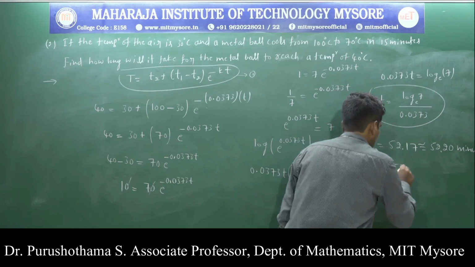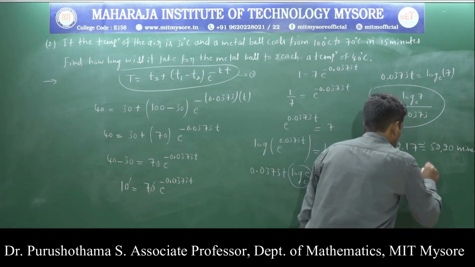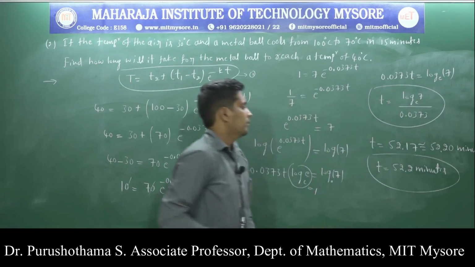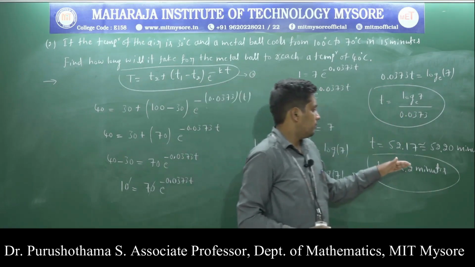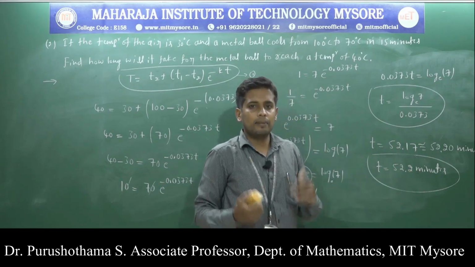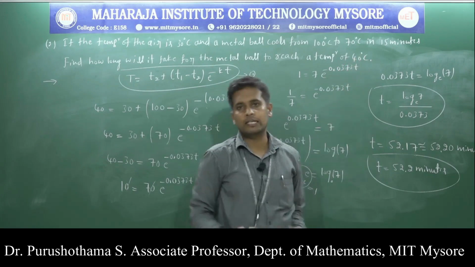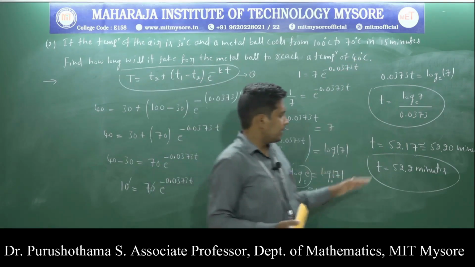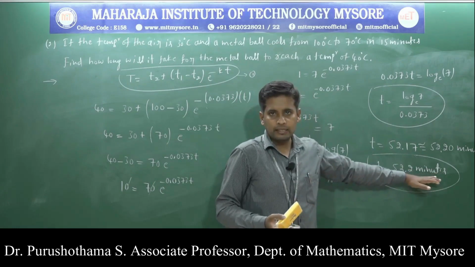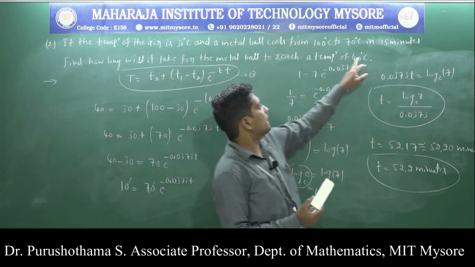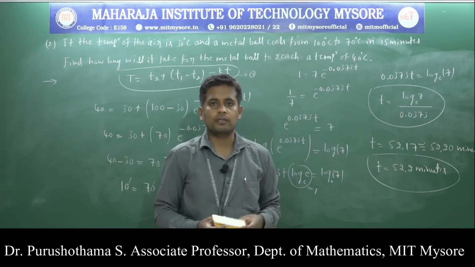Finally, t equals 52.2 minutes. So 52.2 minutes is the time it will take for the metal ball to reach a temperature of 40 degrees Celsius. Thus, we conclude that it will take 52.2 minutes for the metal ball to reach a temperature of 40 degrees Celsius. Thank you.